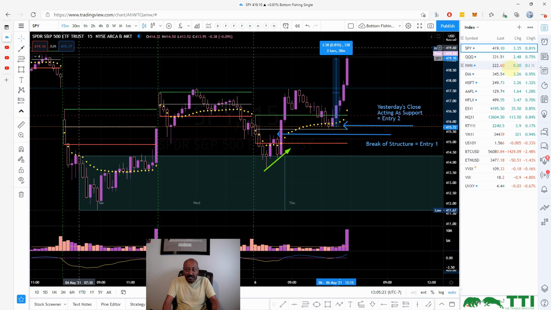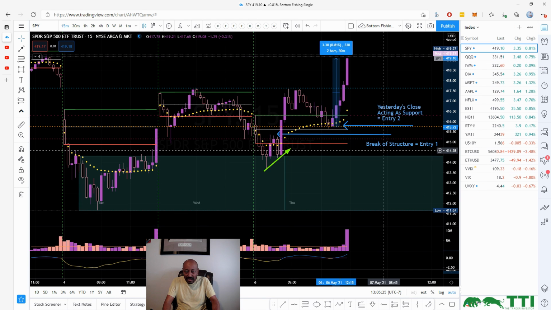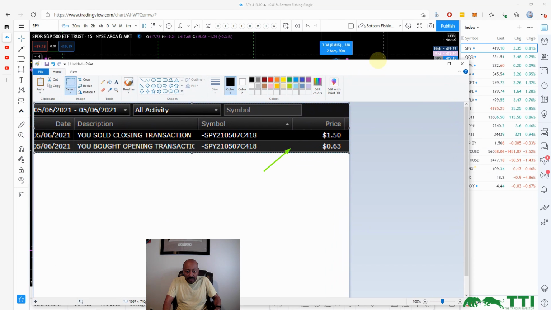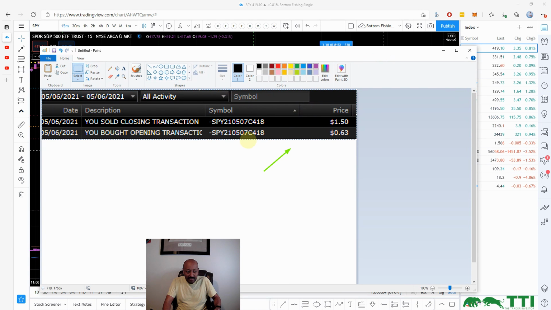Let me open up a tool here. I took a screenshot in another machine, so let me just show you that screenshot. Okay, so here's my entry and exit. I entered at 63 cents, exited at $1.50. That's a 134% move in minutes.